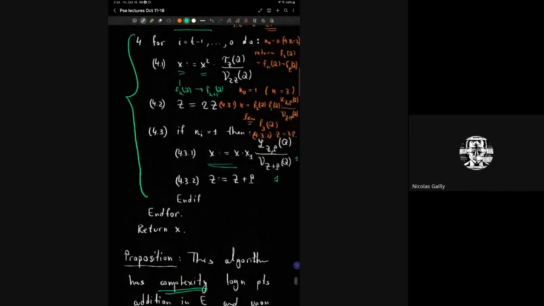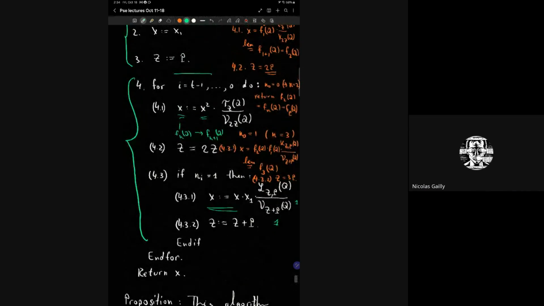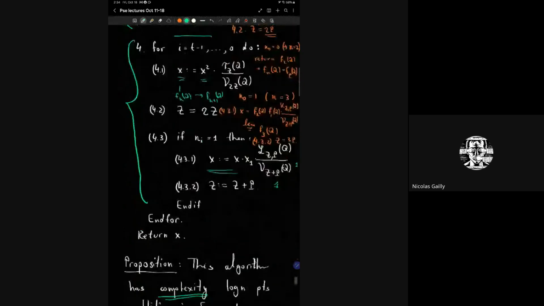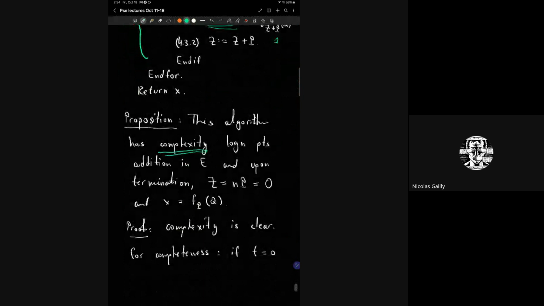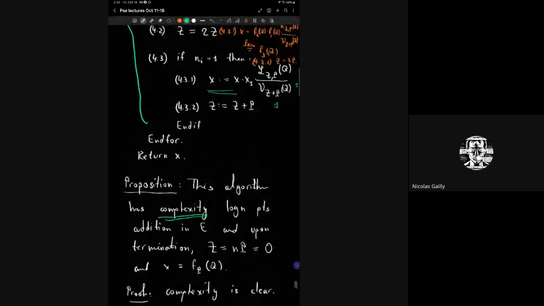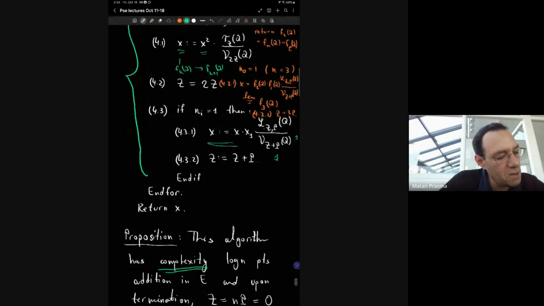Could you reshow the lemma again? Because I'm struggling to see why. So I followed your orange explanation. I'm just trying to see why the z is important to update. What role does the z play here?